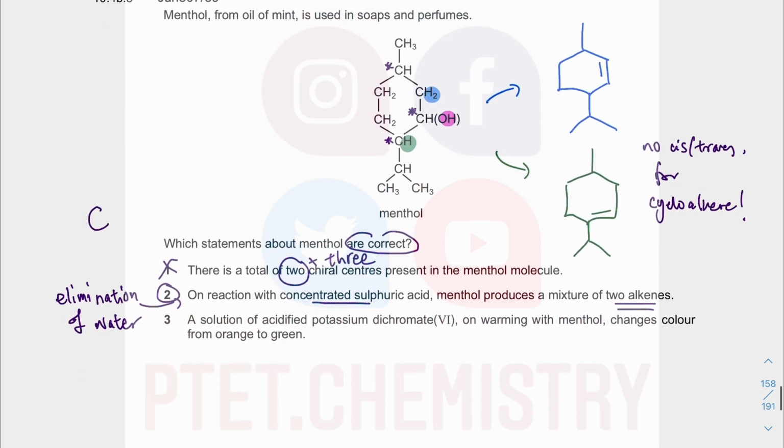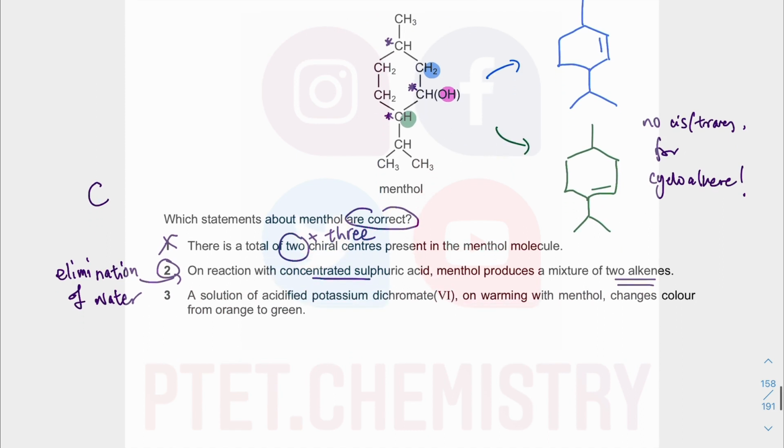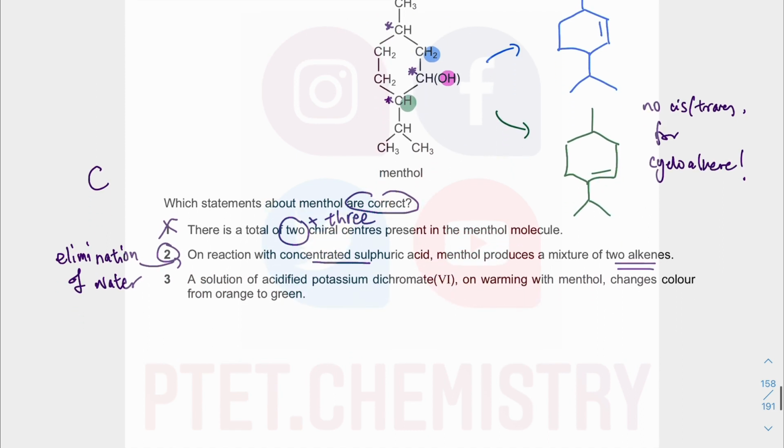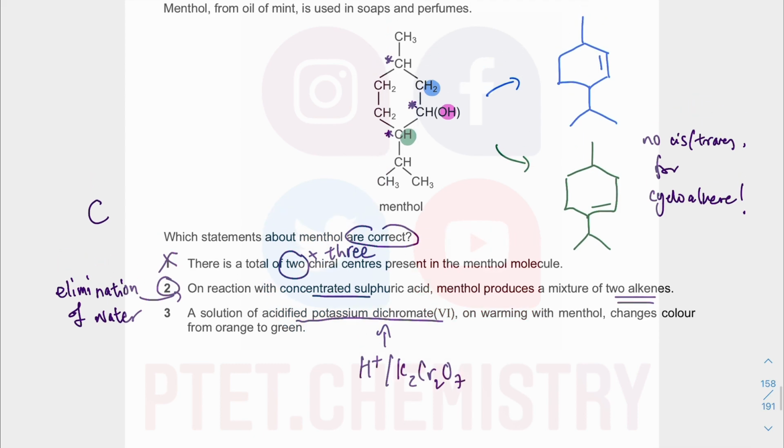But that's even before I check number 3. So let me just double check number 3, okay? Acidified potassium dichromate is usually what we prefer to use to oxidize alcohol. Alright, so do you have an alcohol that can be oxidized? The carbon with the OH is bonded to two other carbons. This is what you call a secondary alcohol. A secondary alcohol can be oxidized to form a ketone.